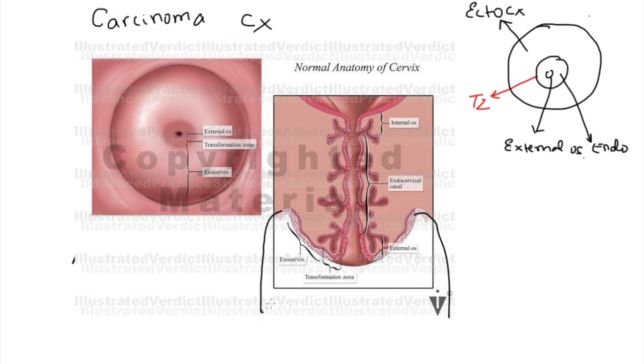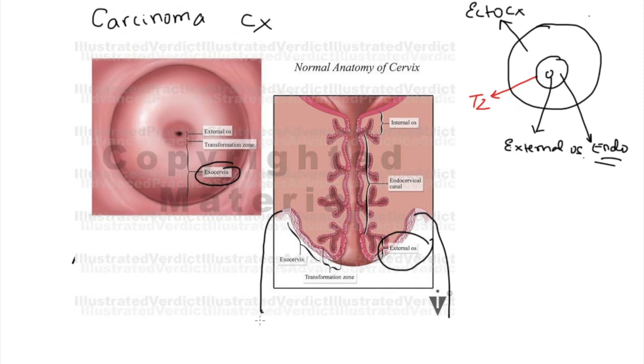Now here, what you see is the ectocervix, which has been labeled here, the exocervix or the ectocervix. This part here, with the glands, forms the endocervix, the internal part. And the external os is the opening of this vaginal part of the cervix.